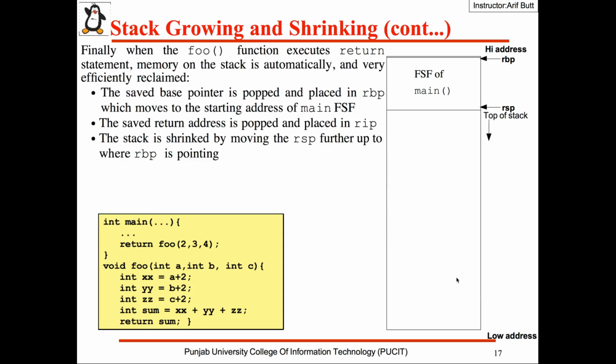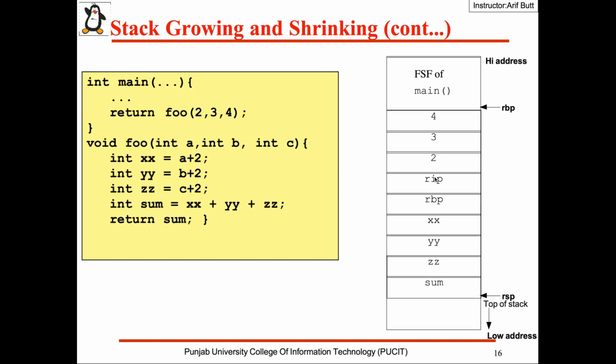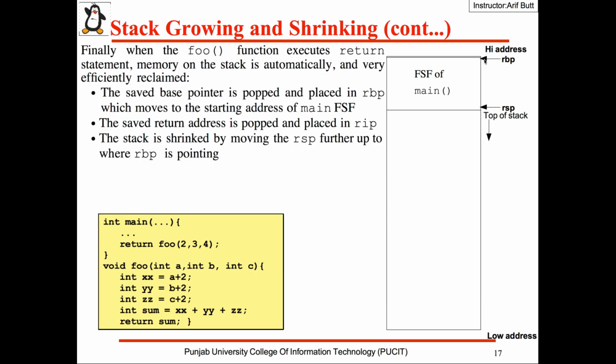Okay. After the foo function returns, the memory on this stack is automatically freed. You can see that this RSP will be moved to here and RBP will move to here. So this is how the stack automatically grows and shrinks. So that is why all the variables on the stack are called the automatic variables.